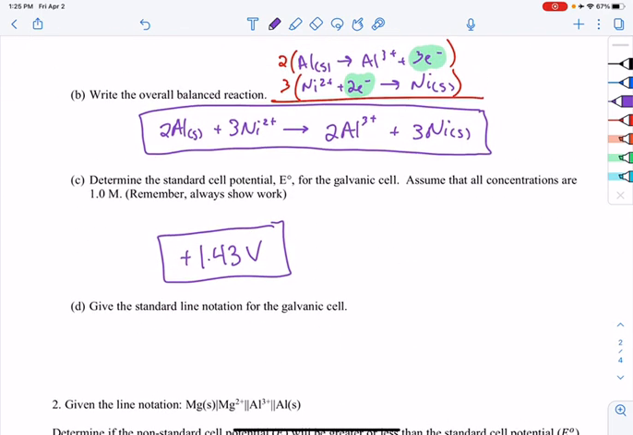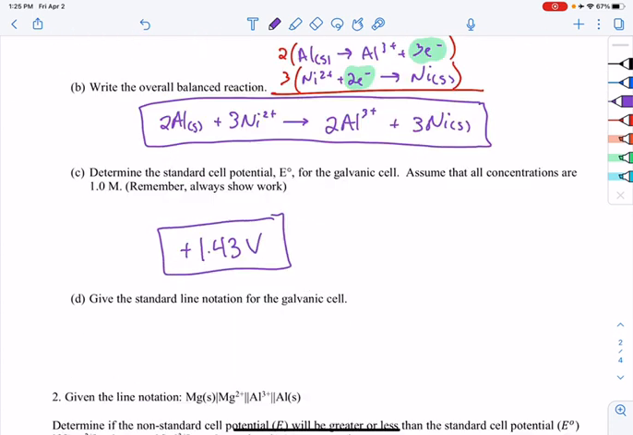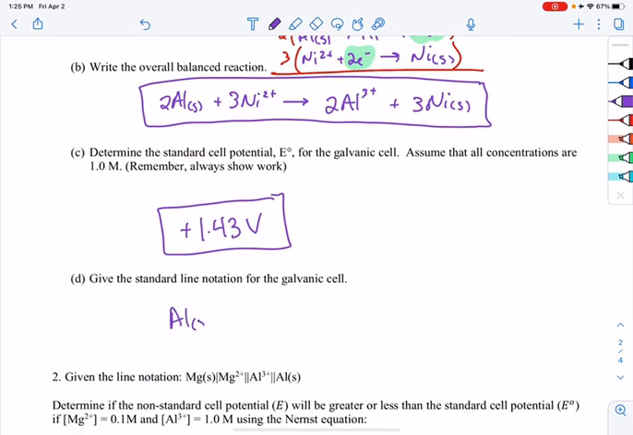Give the standard line notation. So we always start with the anode. So it would be aluminum solid. You have a phase boundary between the solid aluminum electrode and the aluminum ions. Then we have our salt bridge. Then we have our nickel ions being reduced onto the solid nickel.